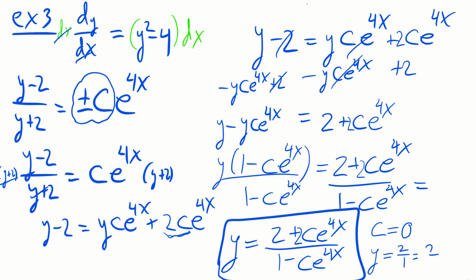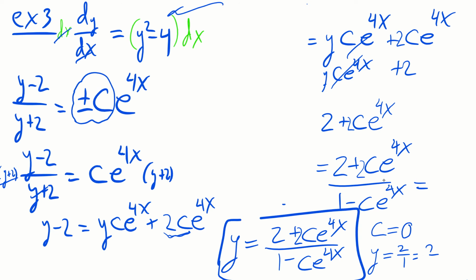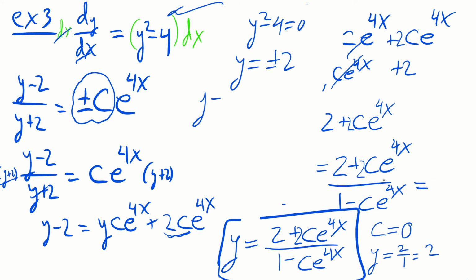Okay? And if you go back a little bit, this is what we refer to as our critical points. If you remember, this is an autonomous differential equation because it only involves the y variable here. So we could talk about what the constant solutions would be. The constant solutions to this differential equation would be the ones where y squared minus 4 equals 0, which would give us two solutions, y equals plus or minus 2.